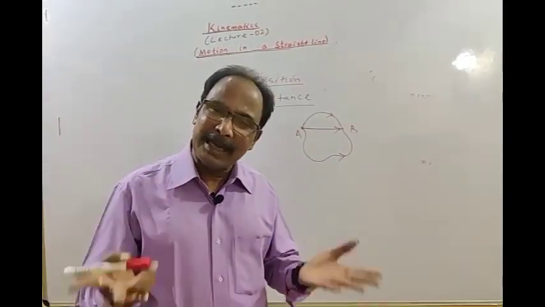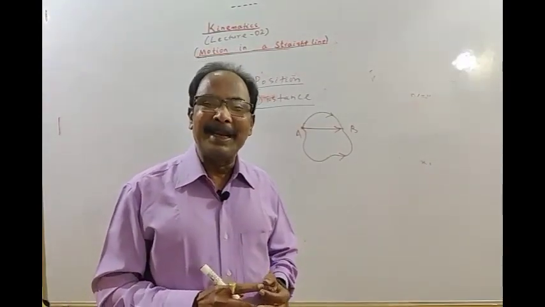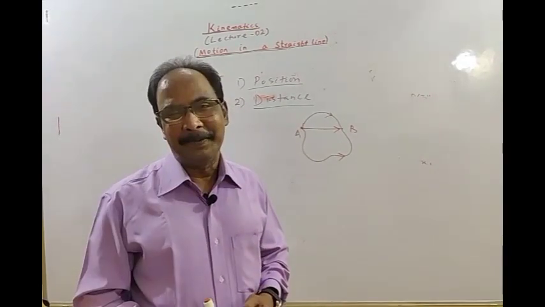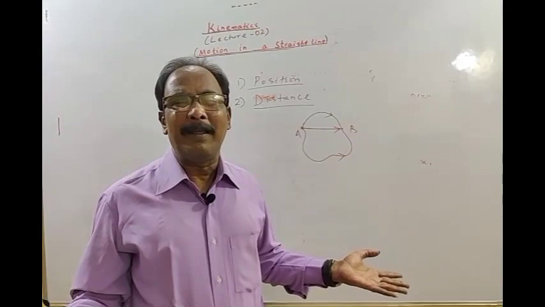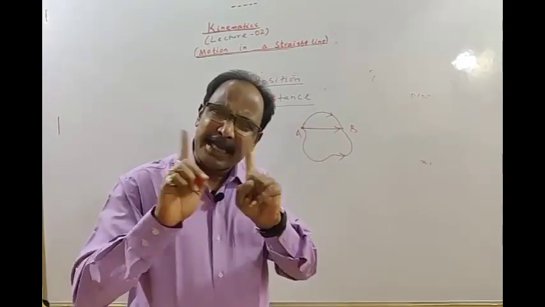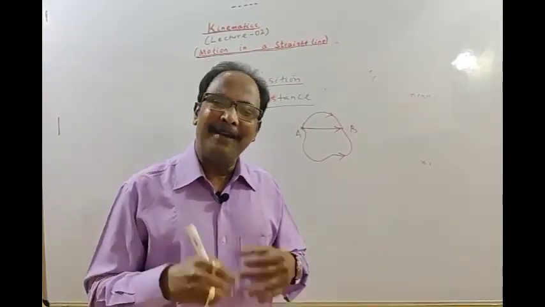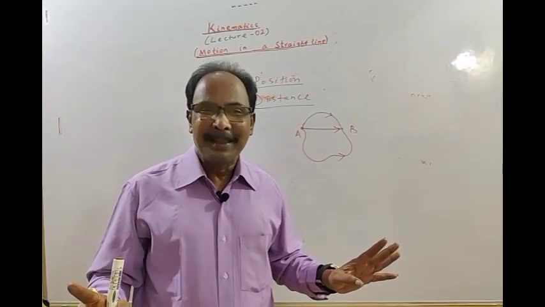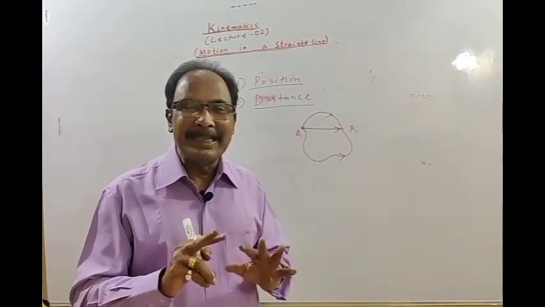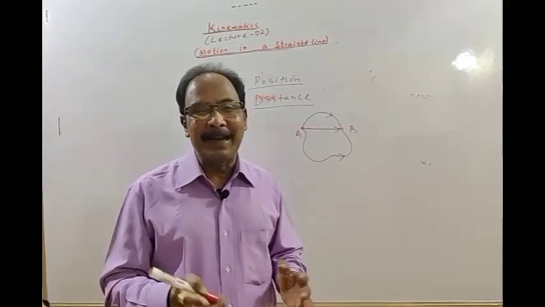Distance is scalar, distance is path dependent. Also, we can conclude that distance is always positive. Why? Because it has no specified direction. Distance can never be zero for a moving body. It always increases for a moving body. All these things we will discuss again when we compare displacement and distance.